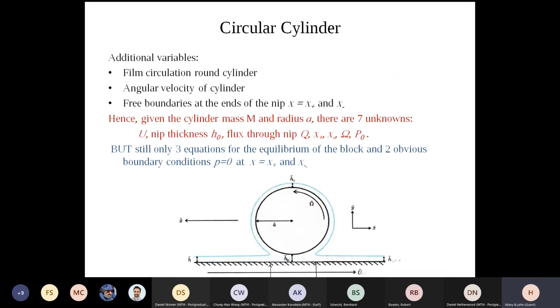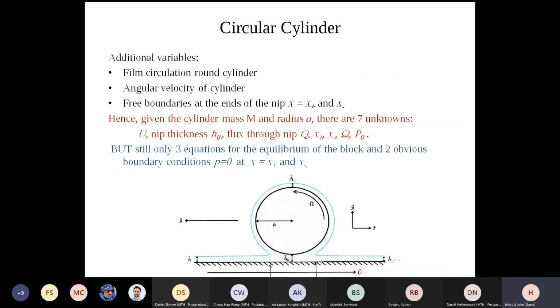Now, what about the conditions for Reynolds equation? Well, we can certainly do the same as Kurzweil and Eggers and Tom, and say that the pressure should be naught at these two turnover points, which I've labeled x plus and x minus.